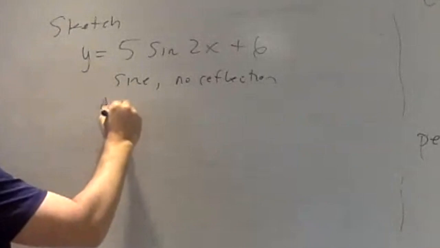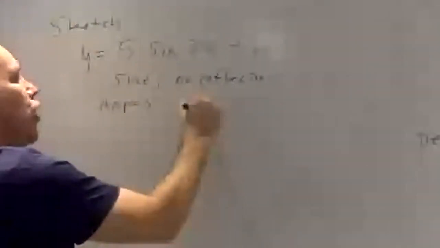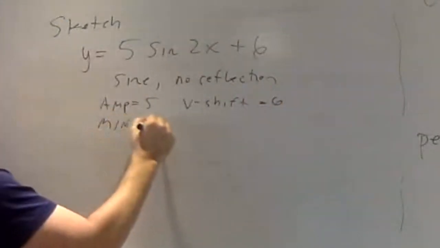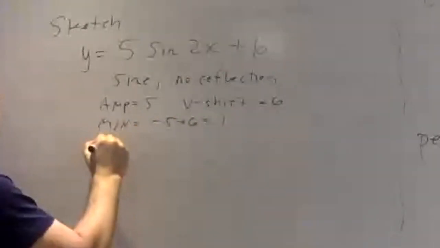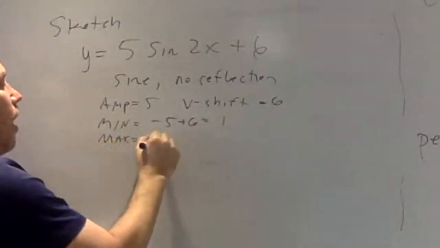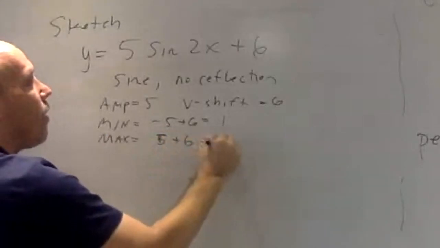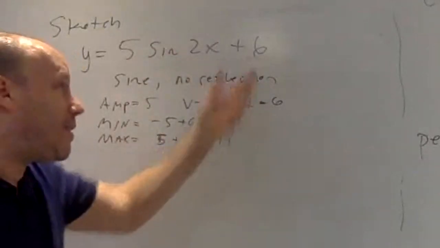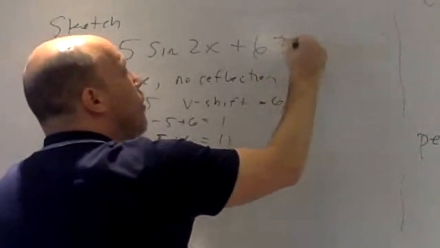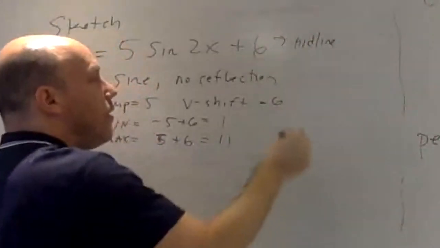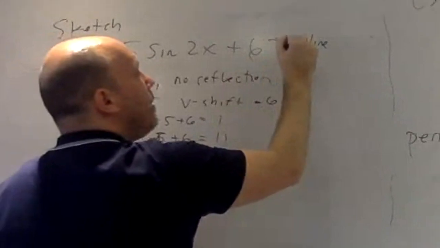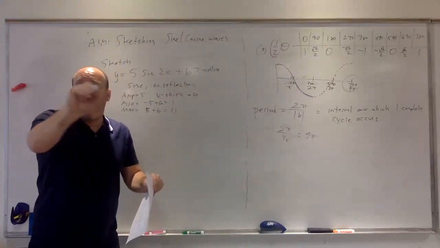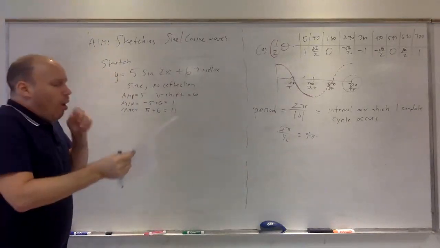Next, what is the amplitude? The amplitude is 5. What's the vertical shift? The vertical shift is 6. Therefore, what's the minimum? It's negative 5 plus 6, or 1. What's the maximum? 5 plus 6, or 11. Right between 1 and 11 is the 6. Actually, this is also known as the midline. It's kind of like the middle, because we know that something goes up, down, up, but that line in the center is the midline.